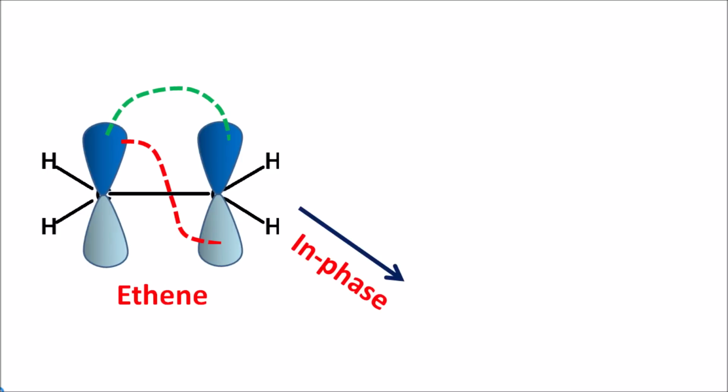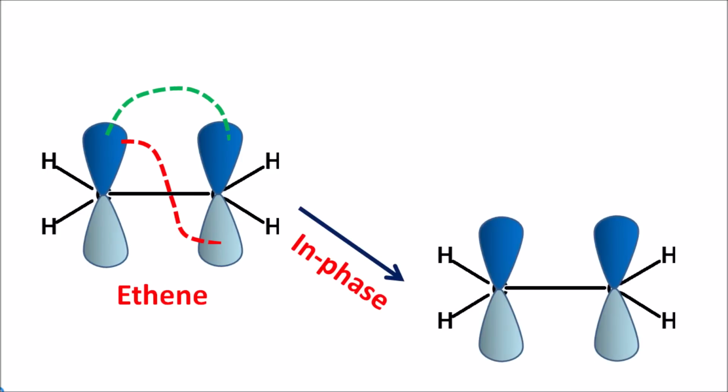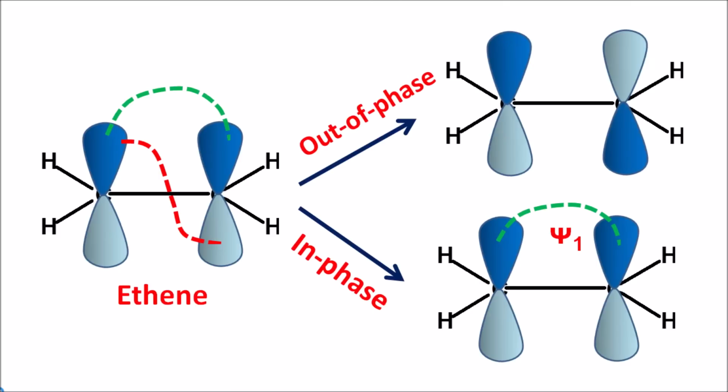So it can undergo in phase overlapping, which can be indicated like this, where similar lobes are interacting. Since similar lobes are interacting, this forms a stable molecular orbital, and this is called a bonding molecular orbital. Let us indicate this with the symbol psi1. Similarly, when it undergoes out of phase overlapping, the p orbitals overlap such that the opposite lobes are interacting. So this is not a stable molecular orbital, so it is considered an anti-bonding molecular orbital. Let us indicate this with the symbol psi2. In this way, ethene can produce 2 molecular orbitals. One is bonding and the other one is anti-bonding molecular orbital.